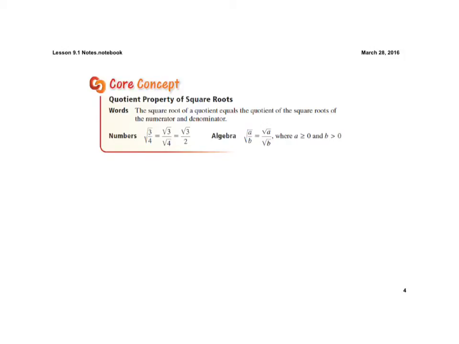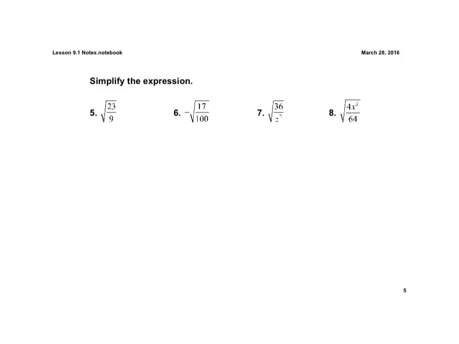And one of the things you're going to learn about simplifying radicals is that a radical is in simplest radical form when two things are true. One, there's no perfect square number underneath the radical, and two, there's no radical in the denominator.